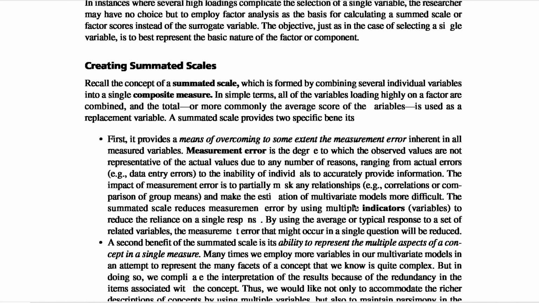Recall the concept of a summated scale, which is formed by combining several individual variables into a single composite measurement. In simple terms, all of the variables loading highly on a factor are combined, and the total or, more commonly, the average score of the variables is used as a replacement variable. A summated scale provides two specific benefits.